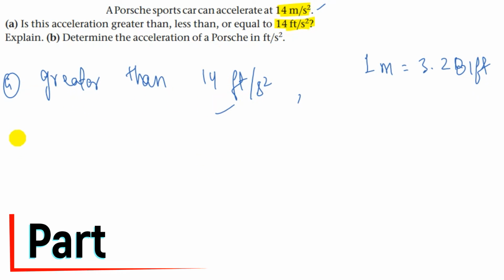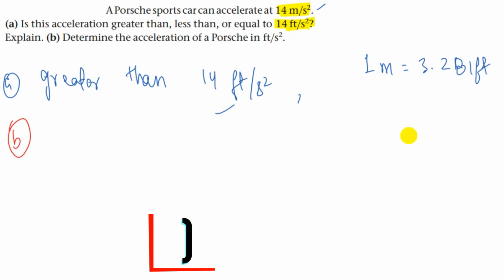Now next, in the B part, we have to determine the acceleration in feet per second squared. This is a pretty simple question. We have done multiple questions like this, so I'll just write the answer. You can do it on your own. This is 46 feet per second squared. This would be the answer.